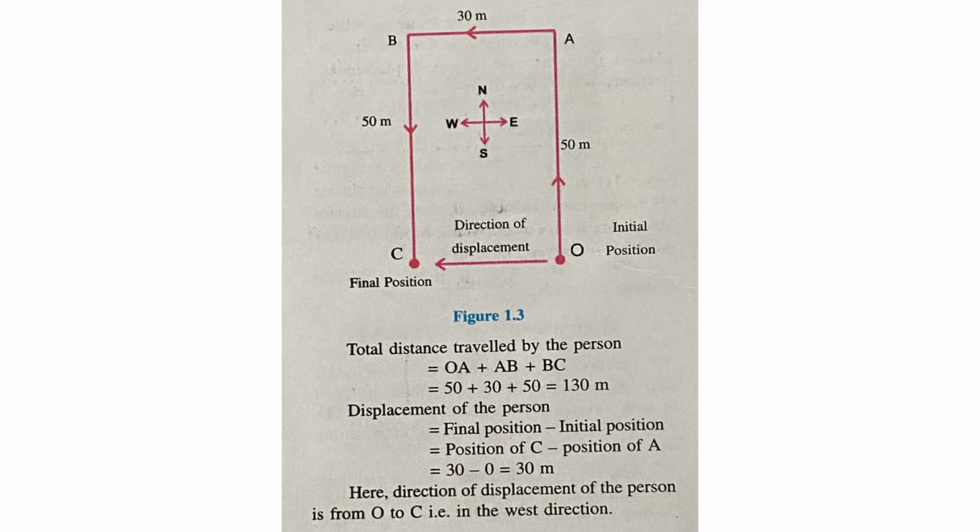You can see that OC is equal to AB. In the diagram it is very much clear. And what is the distance between A and B? 30 meter. So distance between O and C is also 30 meter. Here the person is going from O to C. So the direction of displacement of the person is from O to C, that is towards the west. So the displacement of the person is 30 meter towards the west.